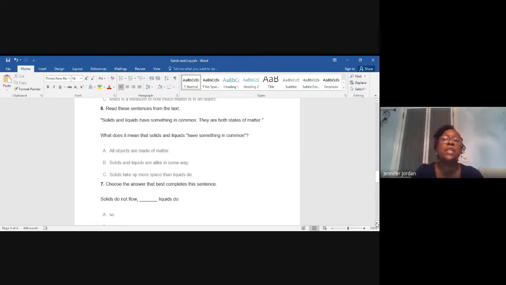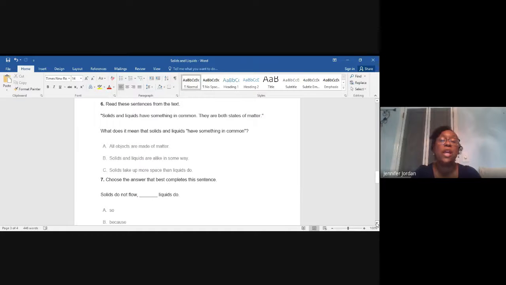We're on number 6. I hope we're following along. Read these sentences from the text. Solids and liquids have something in common. They are both states of matter. What does it mean that solids and liquids have something in common? A, all objects are made of matter. B, solids and liquids are alike in some way. C, solids take up more space than liquids do. So think about your answer. What does it mean that solids and liquids have something in common?